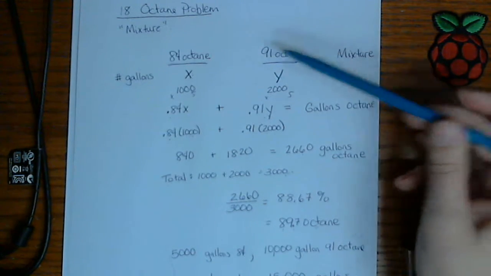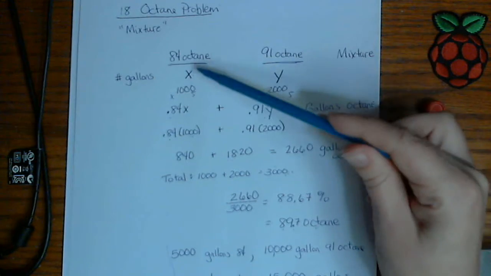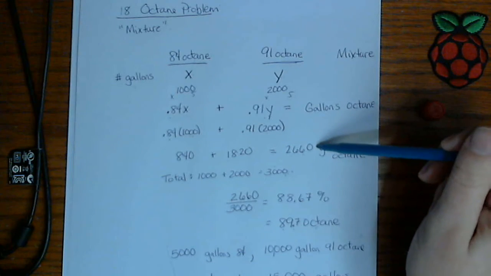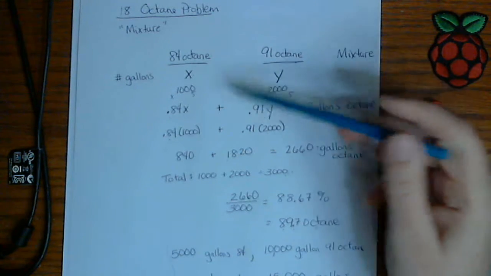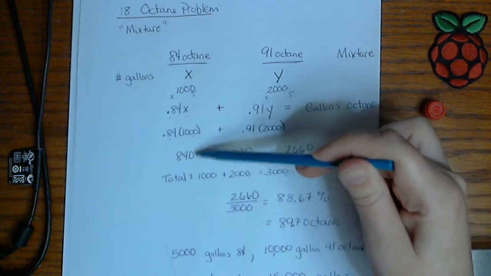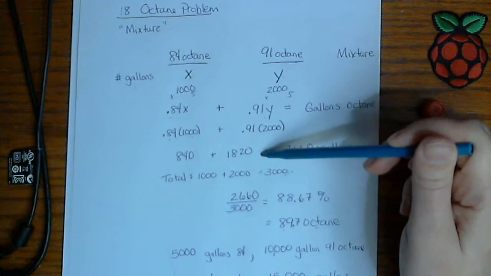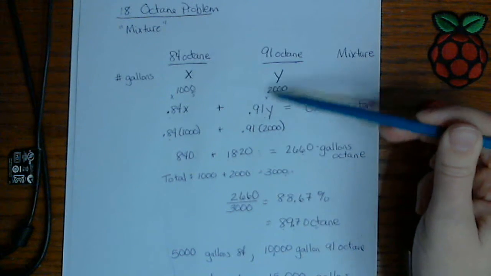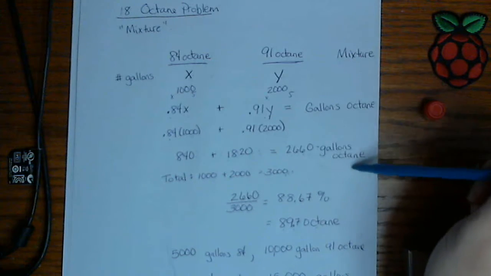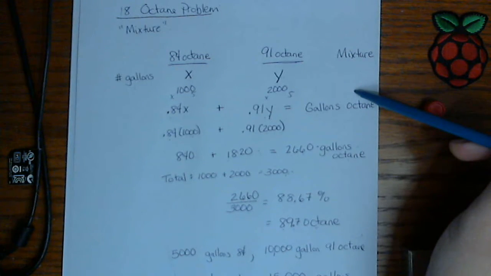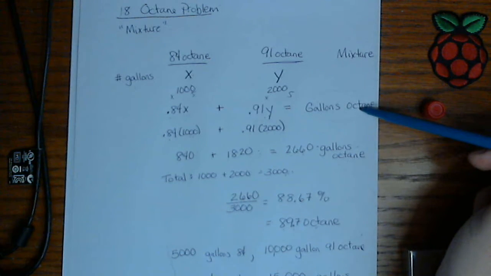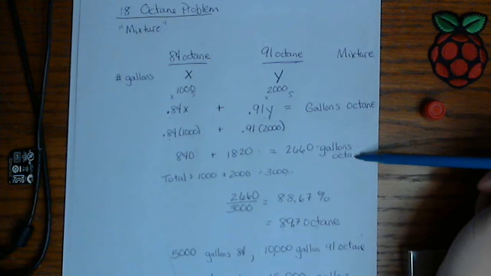Okay? But I also needed to know the total amount of each one of these. If I wanted a total of 2,660 gallons, I would have to know that some of those gallons came from the 84 octane and some of those gallons came from the 91 octane. All right? So you can go ahead and figure out the total volume and the volume of just the pure stuff. And then to figure out the percentage that you have at the end, you would divide the volume of the pure stuff by the volume of the total amount that you have.